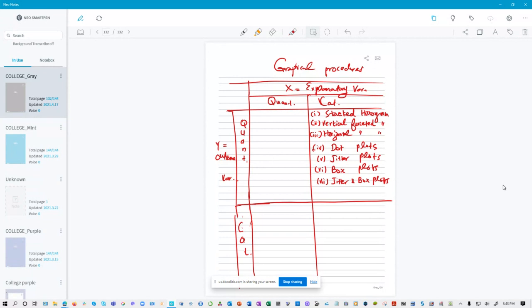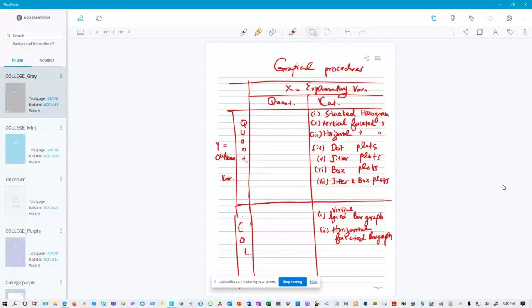And on the other hand, for the categorical variable, we did the bar graph. Can you remember? Categorical, we did the vertical faceted bar graph. The second one we did was the horizontal faceted bar graph. We did all this.